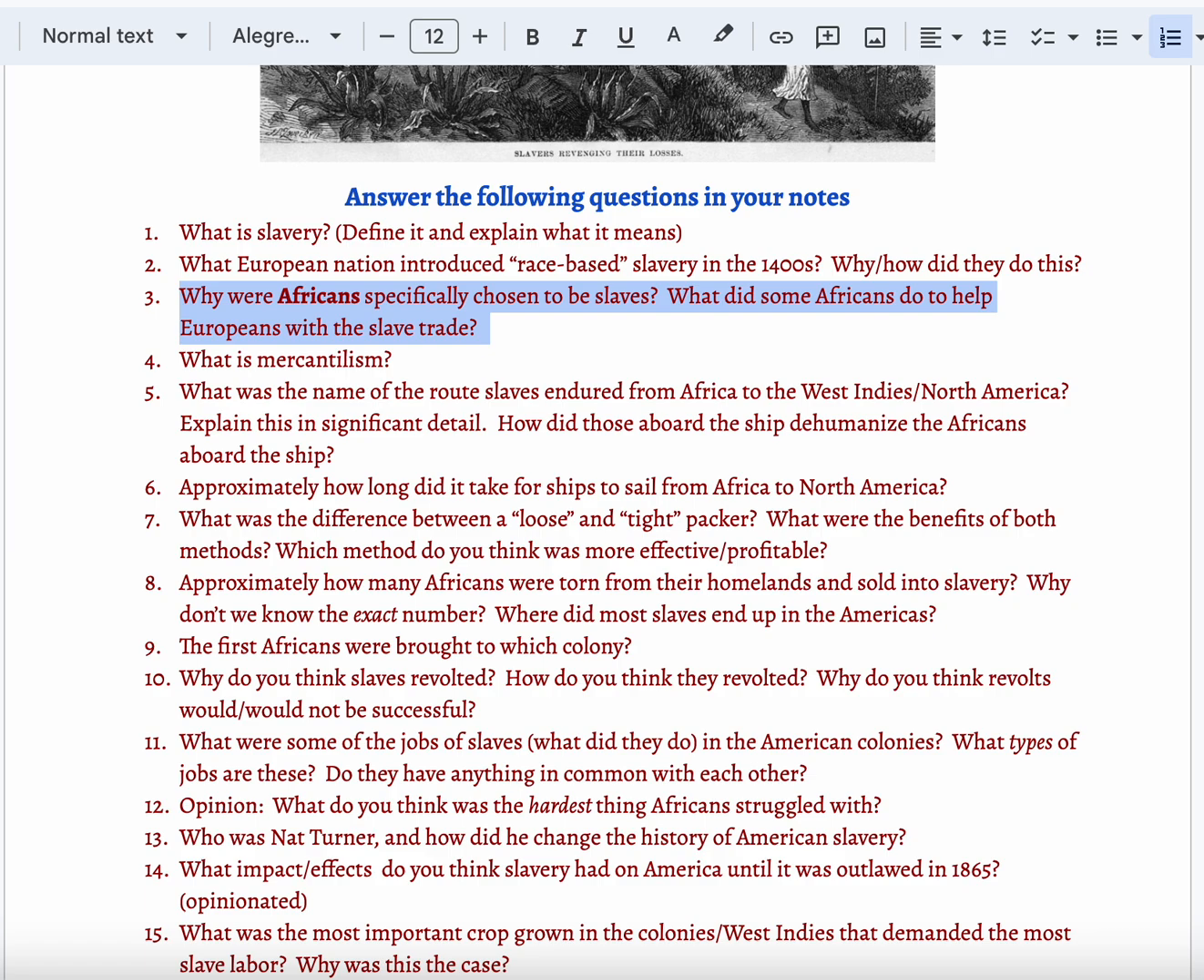They looked different. Remember, when we think about the concept of different, it means other. And sometimes when we think about different and other, we think about that in a negative connotation or a negative context. And so that's how Europeans looked at black Africans. They looked different, skin color. They spoke different languages. They had different technology.